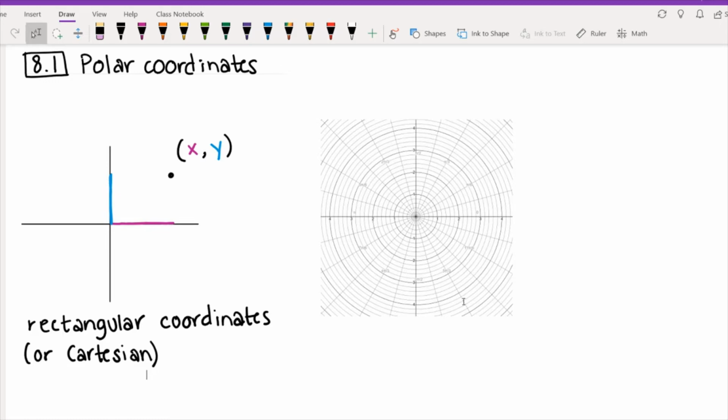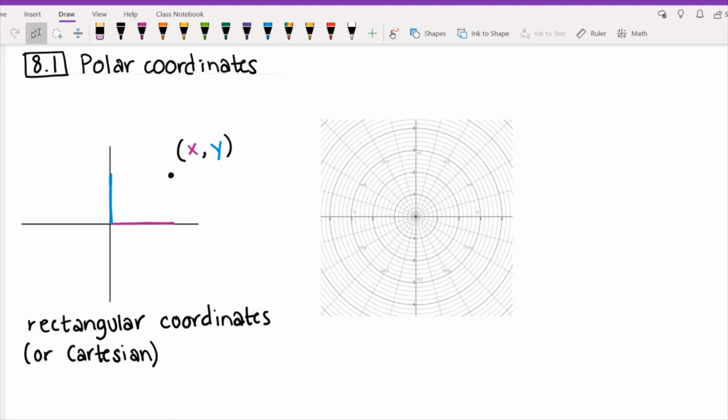So the new coordinate system that we talked about yesterday was polar coordinates. When we're graphing things in polar coordinates, we oftentimes will be using this kind of special graph paper, because this special graph paper allows you to see exactly where all the points are that are a specific distance from the origin. So how do polar coordinates work?